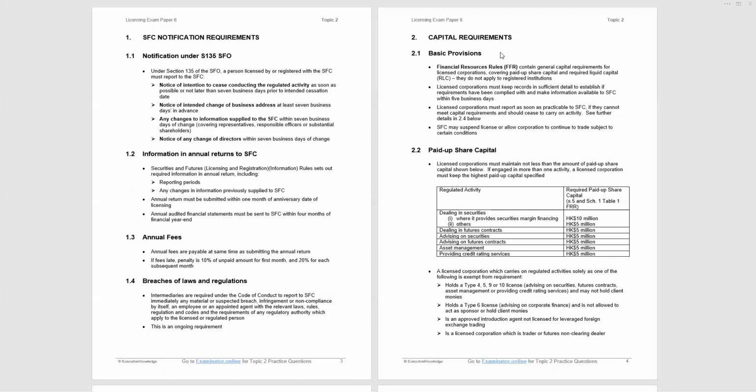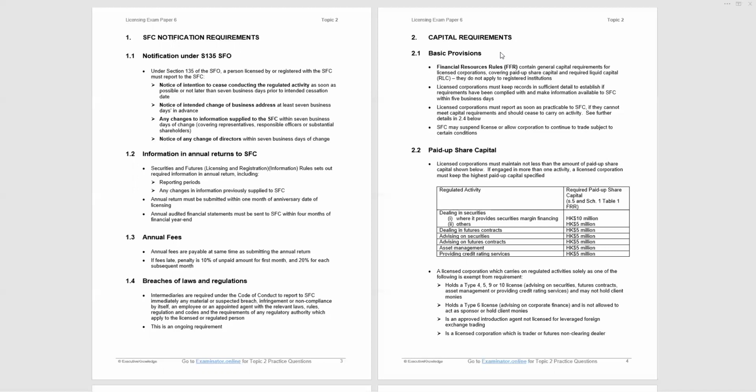Licensed corporation must report as soon as practicable to the SFC. Now, this is a very, very important point. If they cannot meet capital requirements that we are going to learn about in a moment, and should cease to carry on activity. Now, you should do that in writing as soon as practicable and cease trading. However, as we will see, if the SFC says it's okay, you can then continue trading. And the SFC may suspend license or allow corporations to continue to trade subject to certain conditions.